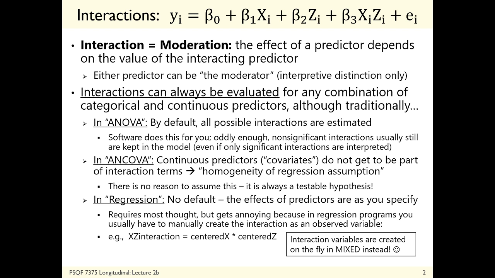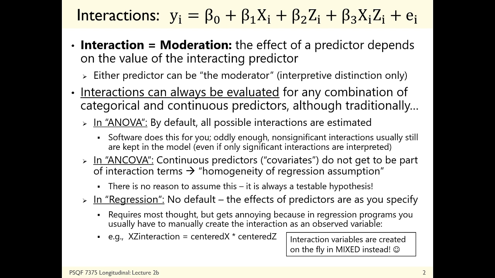Like I said in ANOVA, if you have discrete grouping variables, the default specification is full factorial, where you have all possible interactions. And people typically don't remove non-significant interactions. They just interpret the full model as it is. In ANCOVA, if you include continuous predictors, they're not supposed to interact with the grouping variables. Otherwise, that's called a violation of homogeneity of regression, although there's nothing wrong with putting the interactions in if that's what the case needs to be. And then in regression, it's totally up to you.